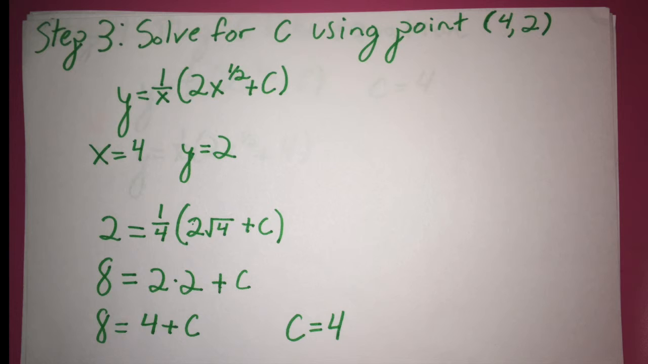This will give us 2 equals 1 over 4 times the quantity of 2 times the square root of 4, plus c. Multiplying both sides by 4, you get 8 equals 4 plus c, 4 being the product of 2 times the square root of 4, of course. And subtracting 4 from both sides, we get that c is equal to 4.